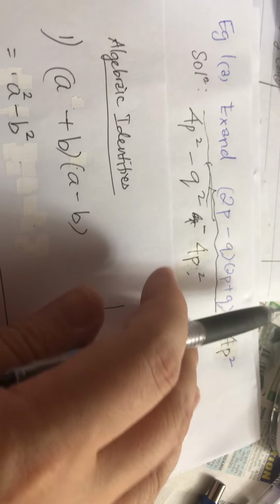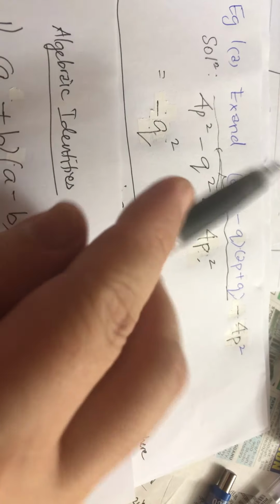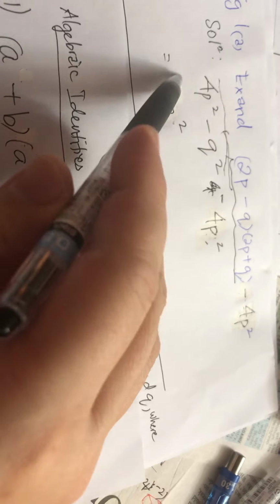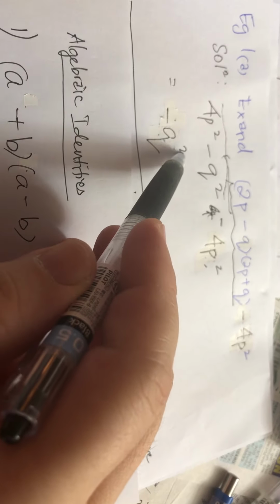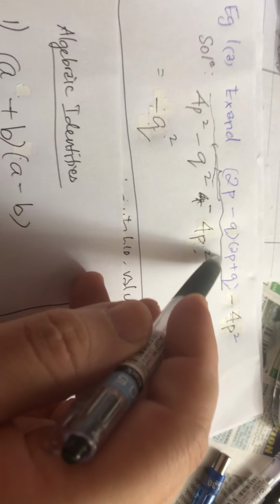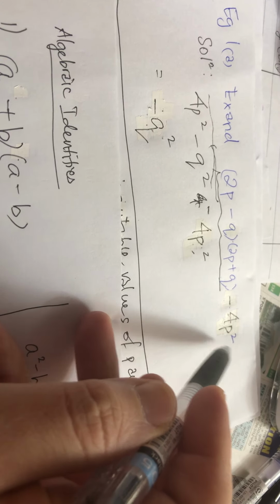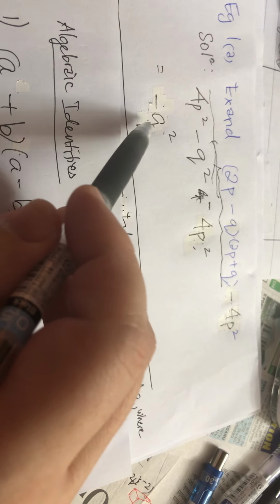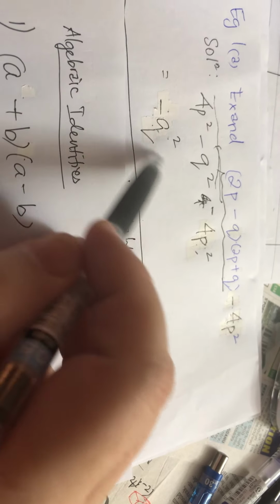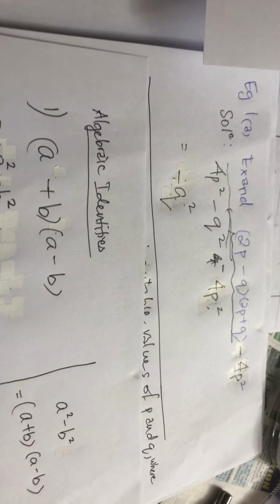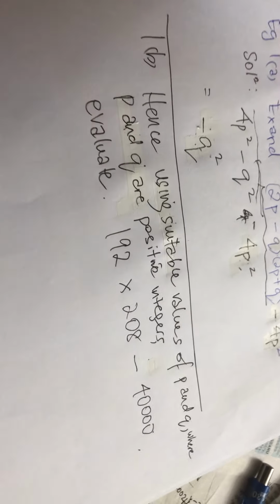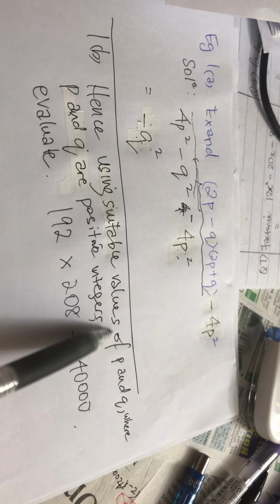So let us continue. 4p square minus 4p square will cancel each other out, and you are just left with minus q square. So the expansion of this is this. The result is this. Okay, a very simple expression. Now this will be part 1, part A. Now part B requires you to, hence, using suitable values of p and q.